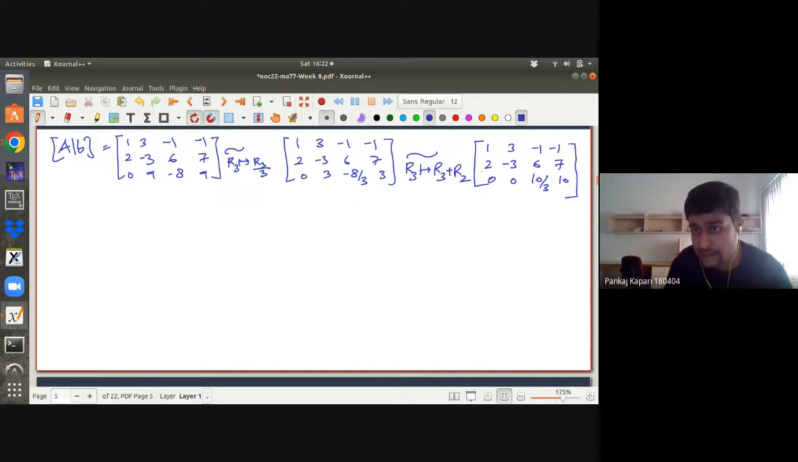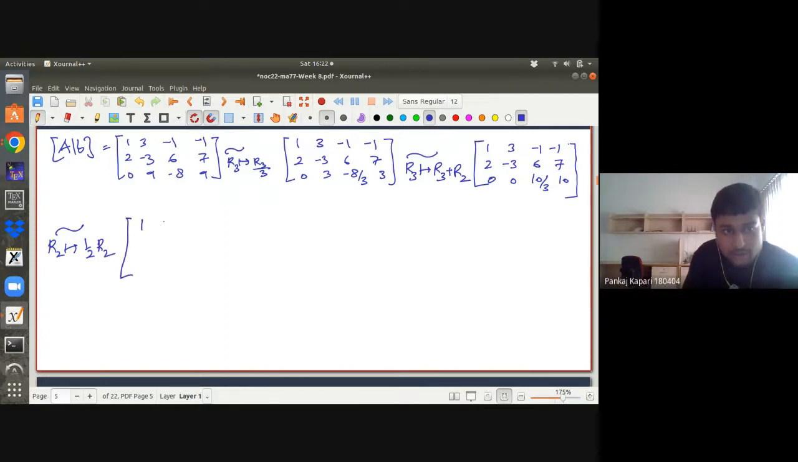Now we have to make this thing 0. Okay, let's divide it by 2. If we divide it by 2, this will become 1. Then we can subtract the first two rows to make it 0. So let's first divide R2 by 2, and this will give us 1, 3, -1, -1; 1, -3/2, 3, and 7/2; 0, 0, 10/3, and 10.